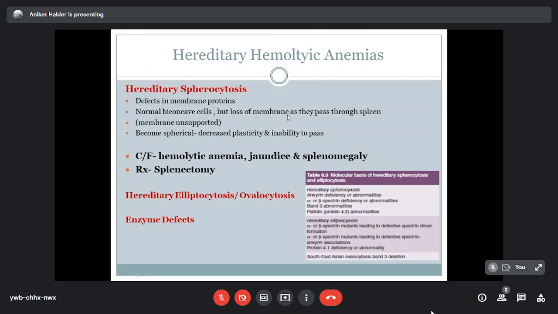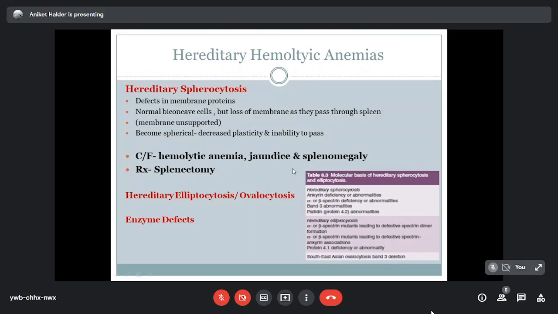And as this cell makes multiple passes through the splenic microcirculation, what will happen? These cells will increasingly lose some of their unsupported membrane and will acquire a spherical shape. So for a particular volume, the surface area will decrease. As these cells acquire a spherical shape, they will be unable to pass through the fenestrated venous sinuses, and they will be trapped in the splenic cords and destroyed. So there will be increased extravascular hemolysis. And the clinical features will be hemolytic anemia with jaundice and splenomegaly.